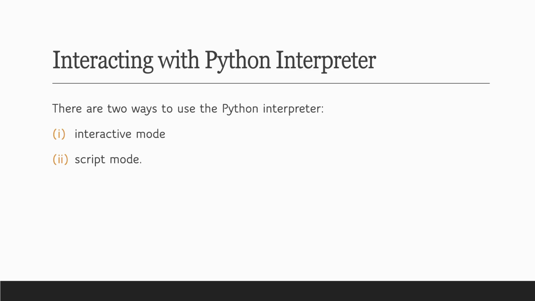In script mode, we write a complete program inside a file and save it with the extension .py. Then we run the whole file and Python executes all the instructions step by step. Script mode is very useful when we want to create longer programs that we can save, edit, and run again later. So remember, interactive mode is like having a quick chat with Python, while script mode is like writing a full story that you can keep and share.